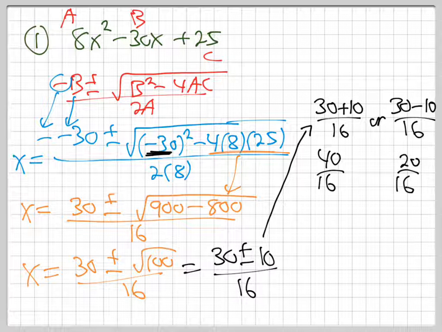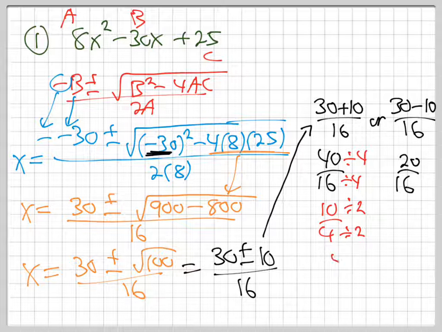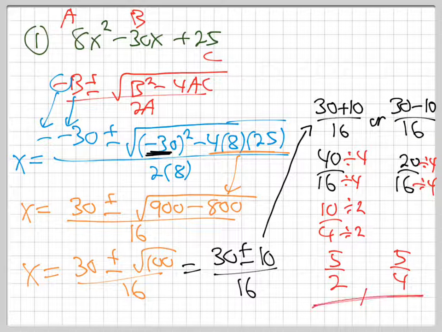Then we just reduce those fractions. Divide top and bottom by 4. That'll be 10 fourths. Oh, and then 2. I should have done 8, huh? And I'll get there, though. 5 halves. This one, top and bottom by 4, and that'll be 5 fourths. There's the other two answers, 5 halves and 5 fourths. That's what the answer key said, huh? So the quadratic formula gives you the other two answers, 5/2 and 5/4.